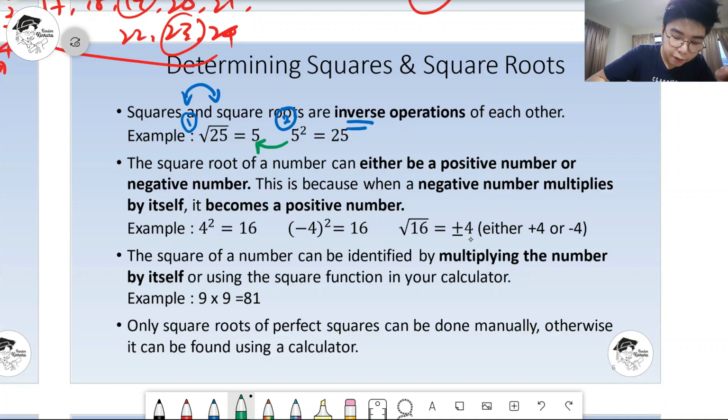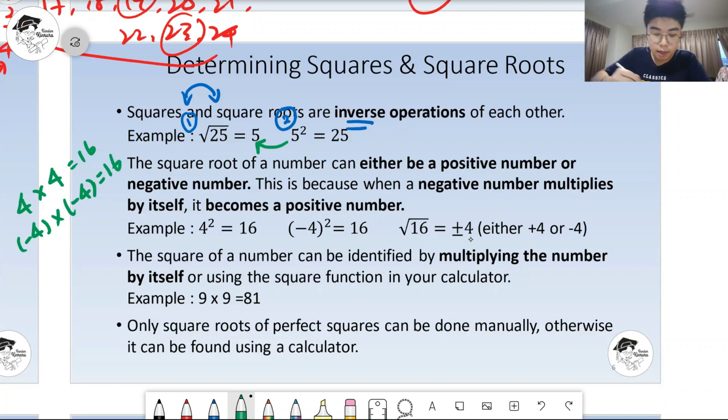If you have positive 4 times positive 4, you will get 16. But do you realize when you have negative 4 times negative 4, you will also get 16? Okay, kenapa? The rule, when you get negative, negative akan jadi positif.